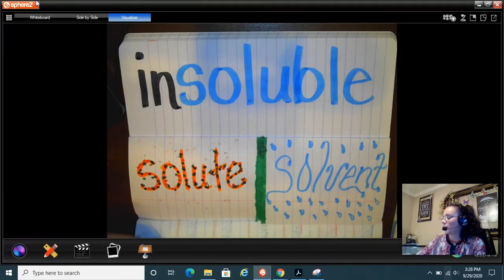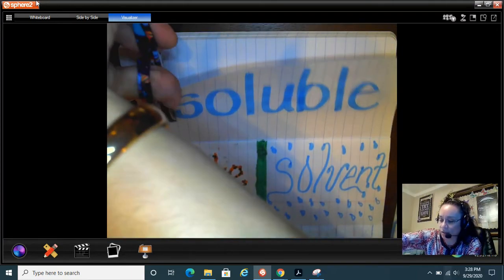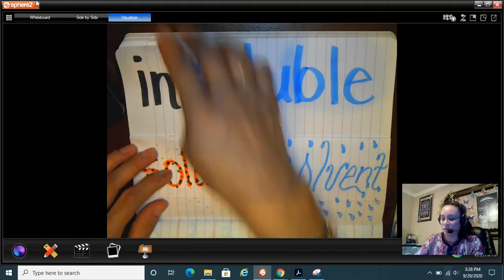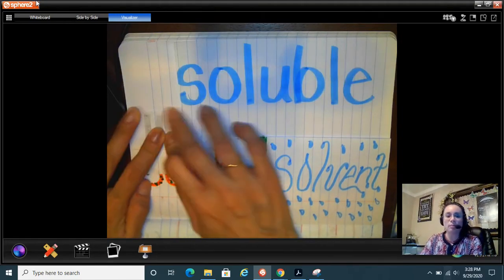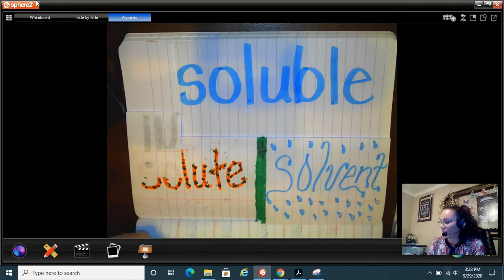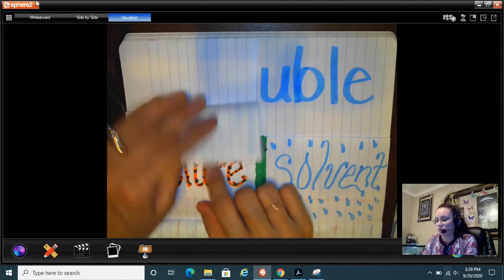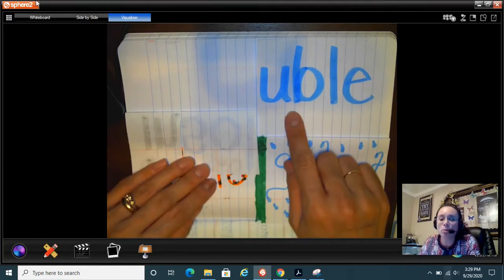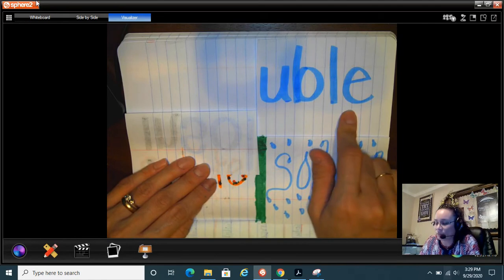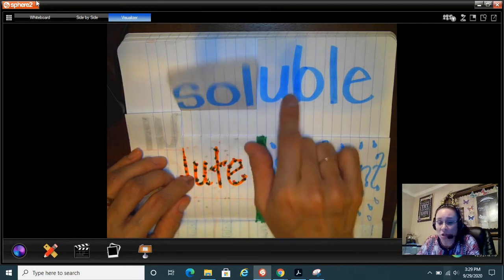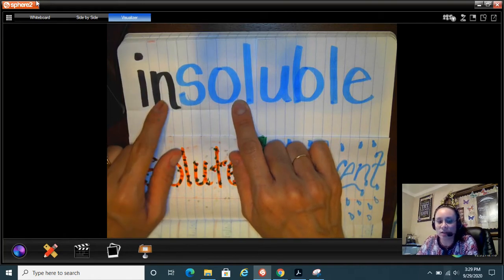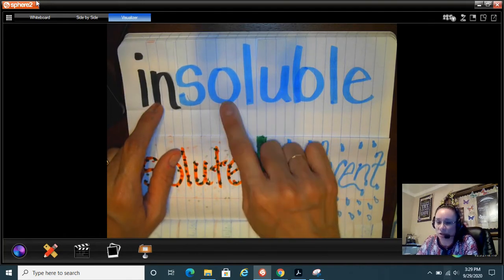insoluble. Okay. Then what I'm going to do is take my scissors and cut in. So if I cut in, I'm left with soluble. But then I'm going to cut sol, and that's from solution. So I fold that down, and you have uble. Okay, that means full of. So you're full of sol, that means you're full of solubility. But then if you add the prefix in, you're not full of solubility.